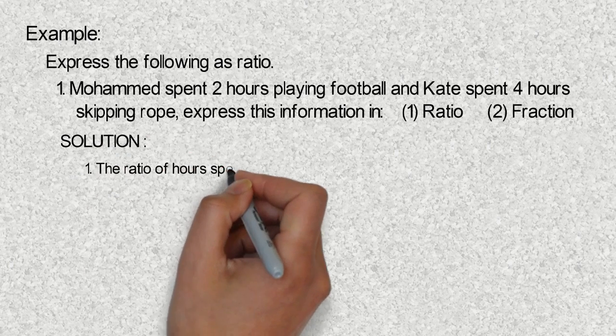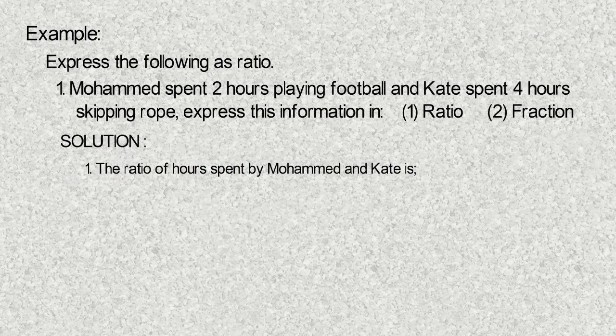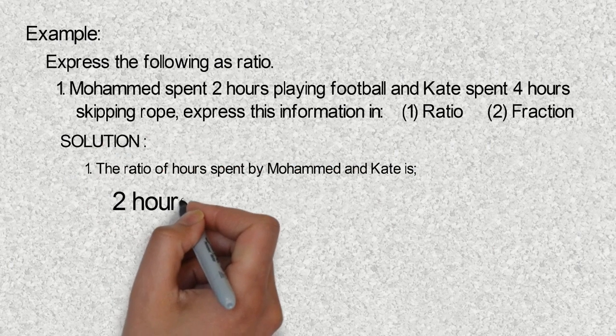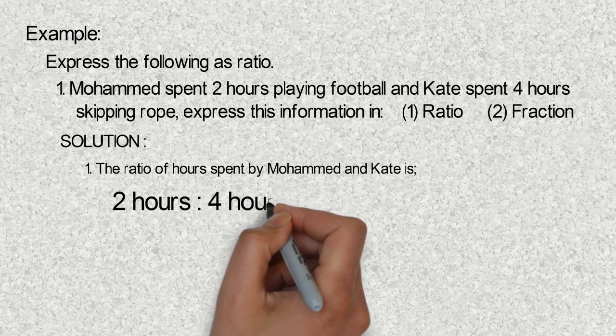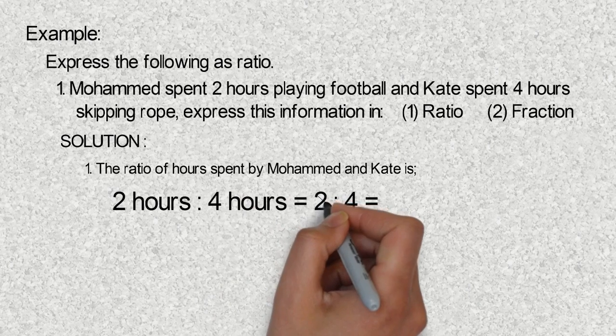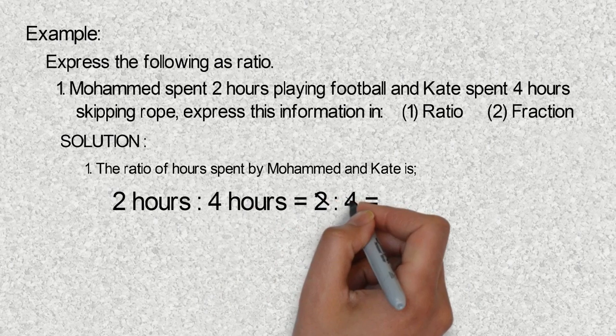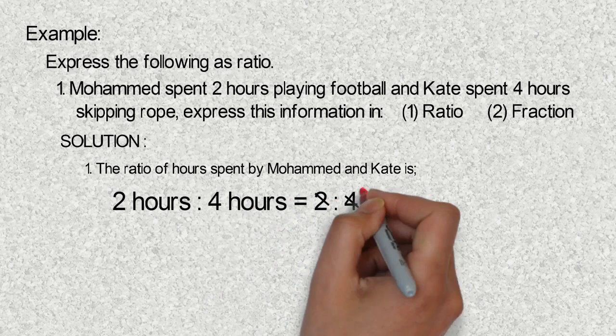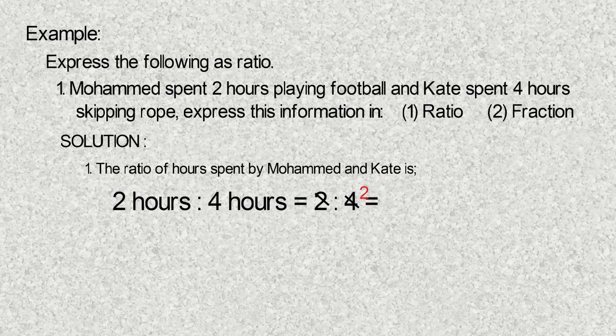So, the ratio of hours spent by Mohammed and Kate is 2 hours ratio 4 hours. To write this in ratio is 2 ratio 4. So, how do we reduce this to lowest term? 2 here 1, 2 here 2. So, I have our answer to be 1 ratio 2.